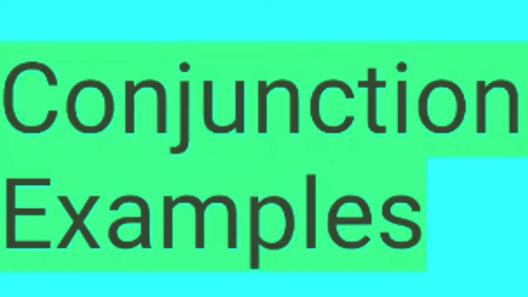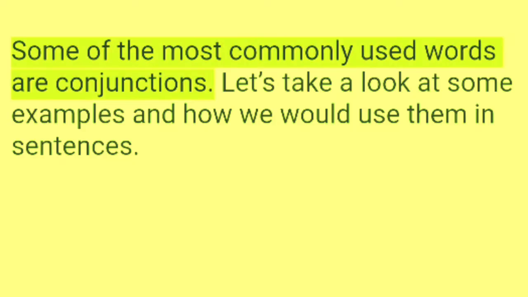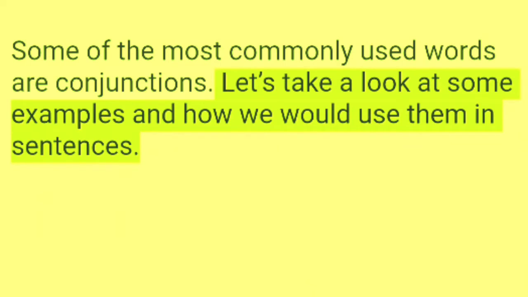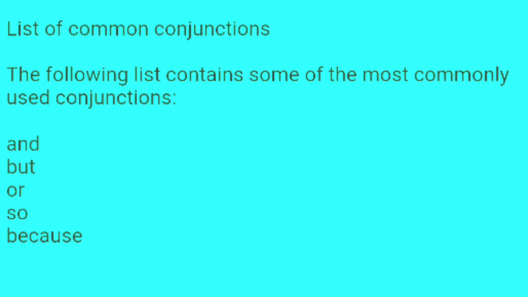Conjunction examples. Some of the most commonly used words are conjunctions. Let's take a look at some examples and how we would use them in sentences. List of common conjunctions. The following list contains some of the most commonly used conjunctions: and, but, so, because, however, after, since, during, than, unless, that, while.